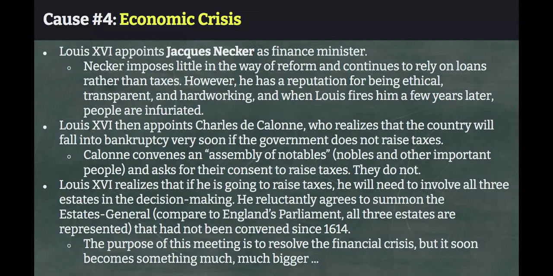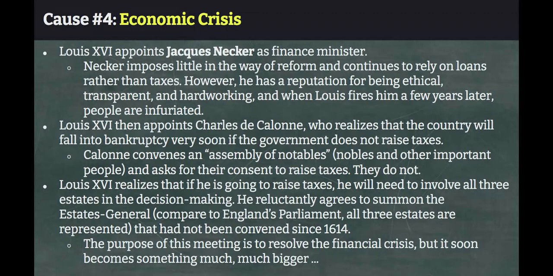Now, Louis then appoints this guy named Charles de Calonne, who's like, okay, the country's going to fall into bankruptcy if we don't raise taxes, so we gotta raise taxes. So what he does is he convenes this thing called an Assembly of Notables, which is nobles and other various important people, and he's like, hey, guys, we gotta raise taxes. Really, this is not working, right? And the Assembly of Notables says, no, we don't want to raise taxes. So Louis XVI is like, oh my God, I have a problem here.